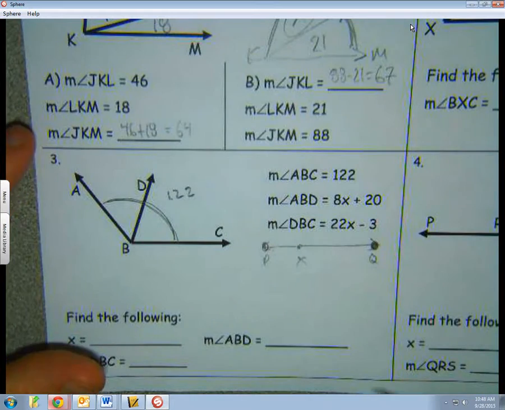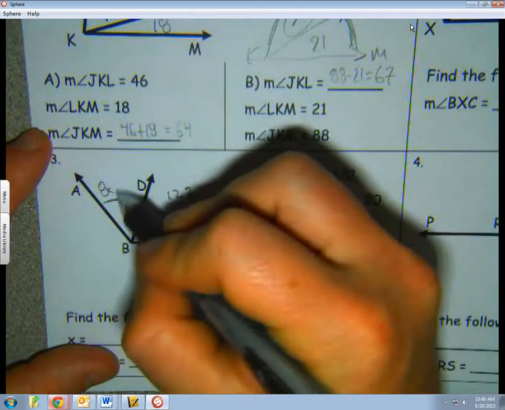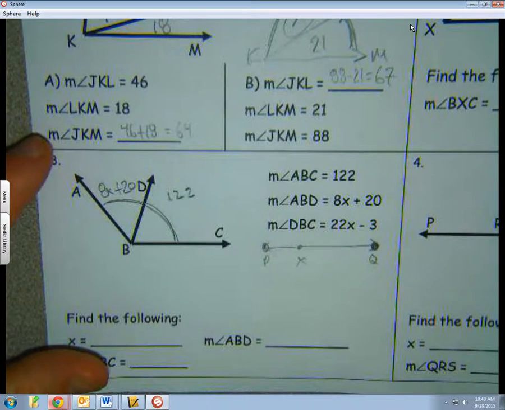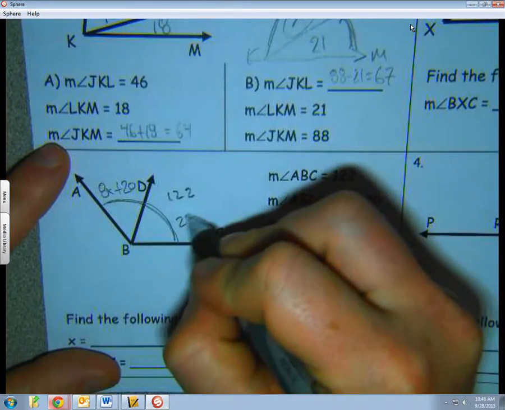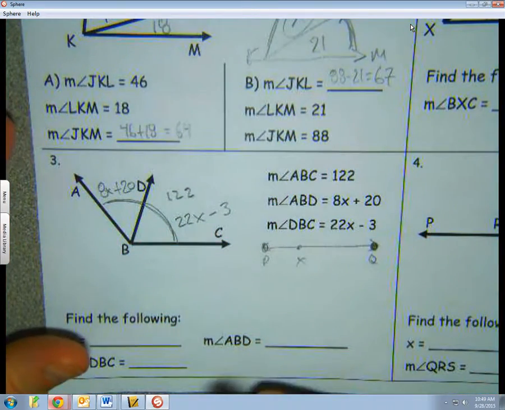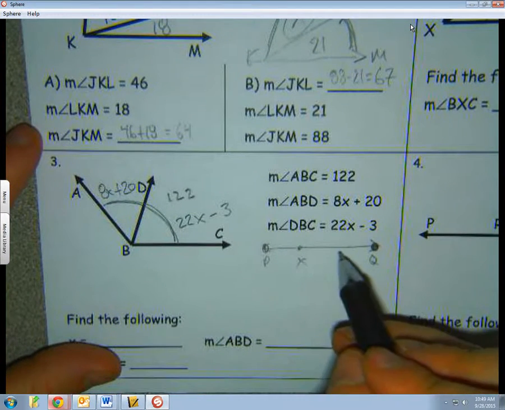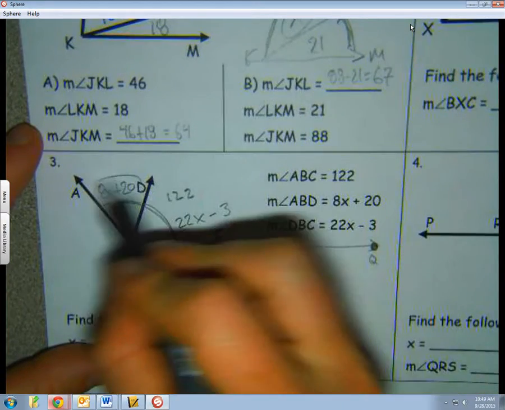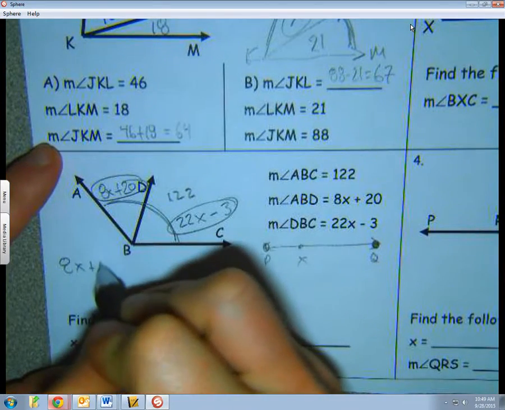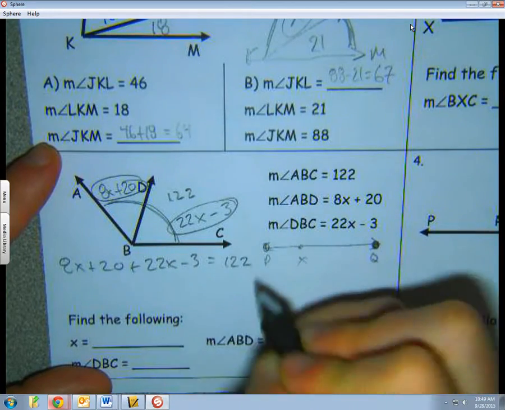So ABD is 8x plus 20, and DBC is 22x minus 3. Okay, so now just like this guy, we added the two pieces together to get the whole. Same thing here. We're going to add this piece to get that. So 8x plus 20 plus 22x minus 3 is 122.